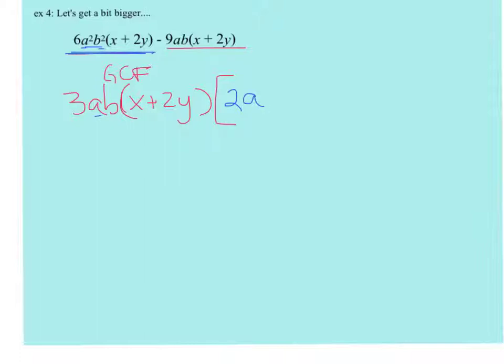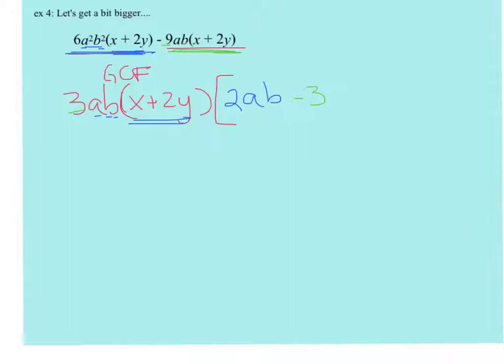B squared divided by B is B, and x plus 2 divided by x plus 2 is 1. I don't need to put that 1. Now I'm going to move and do the second term. Negative 9 divided by 3 is negative 3. A divided by A is 1. I'm not going to write that.